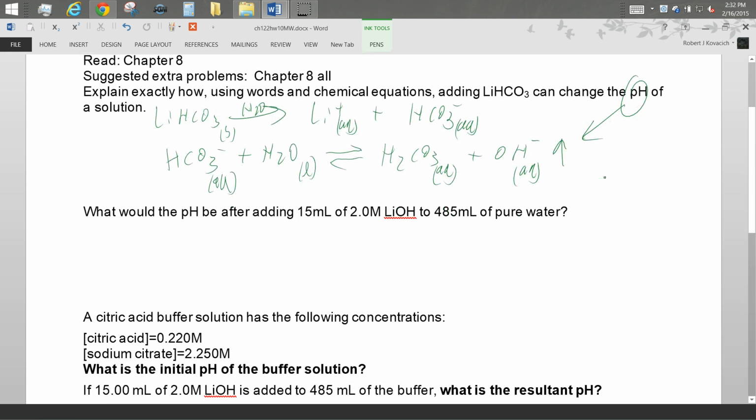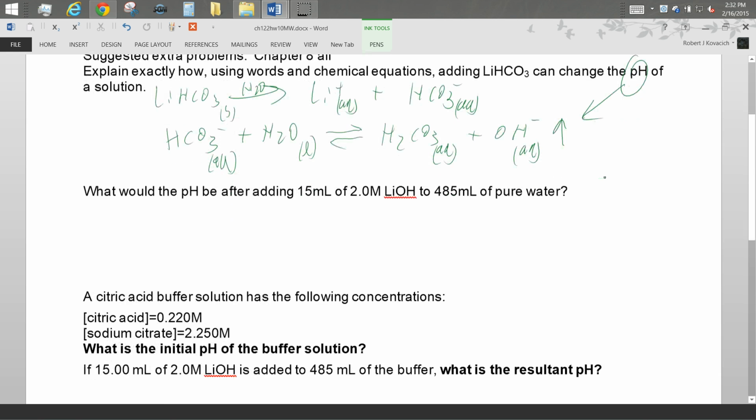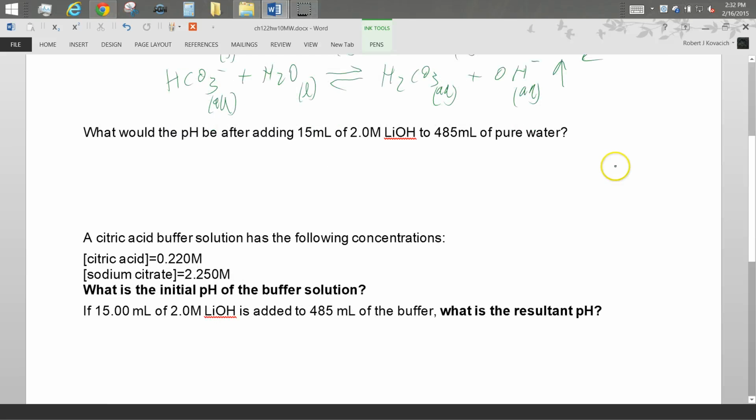Okay, so this question is related to the next question. I want you to realize how dramatically the pH changes when you add a small amount of an acid or a base to water, and then when we do the exact same thing to a buffer, how it doesn't really change at all. So this first one, we've got 15 milliliters of 2 molar sodium hydroxide. To find the pH, I need to take the negative log of either the hydroxide or the hydrogen ion concentration.